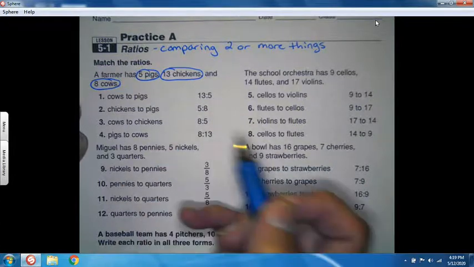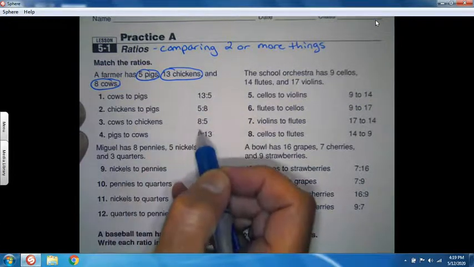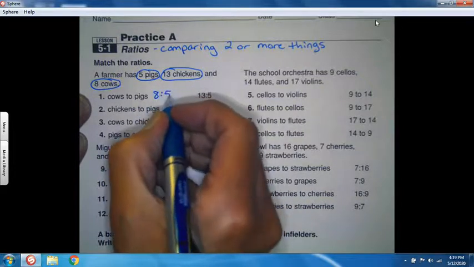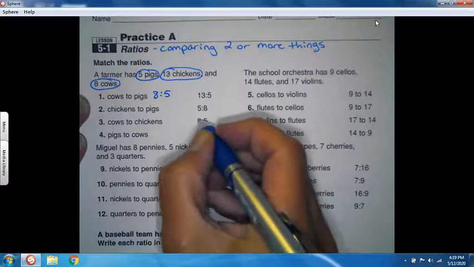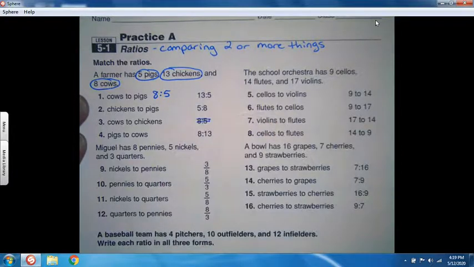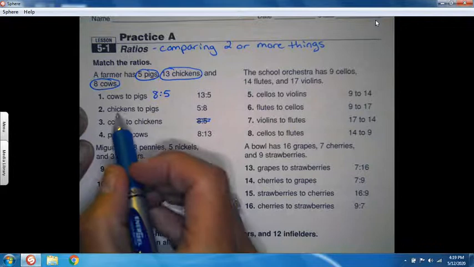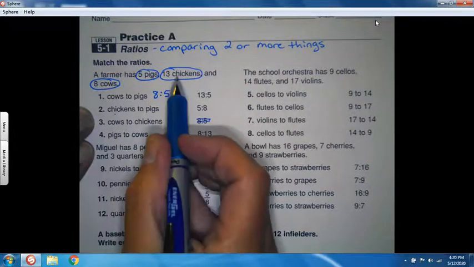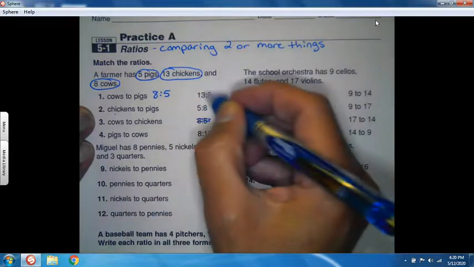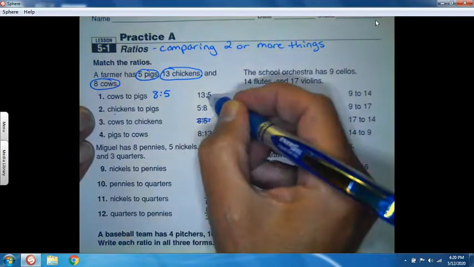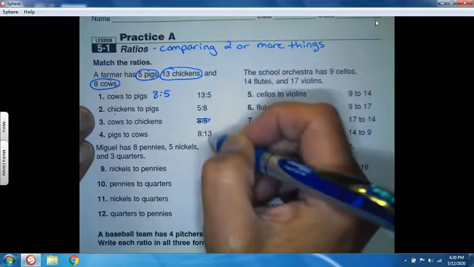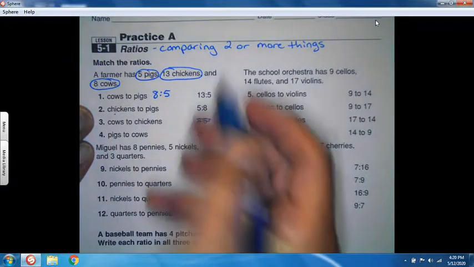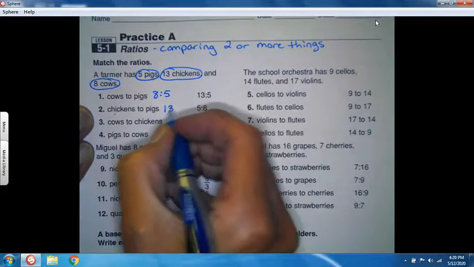So if you have the worksheet, you can simply draw the line, or for number 1, you can simply write 8 to 5. And then I'm going to just cross that one off, okay? And then chickens to pigs. Chickens goes first, so 13 chickens. So this is the only one that has 13 first, so it has to be that one. But look at how they're like, oh, well, there's a 13 here, but no, it's not that, because chickens have to go first, so it's got to be this one. So 13 colon 5.